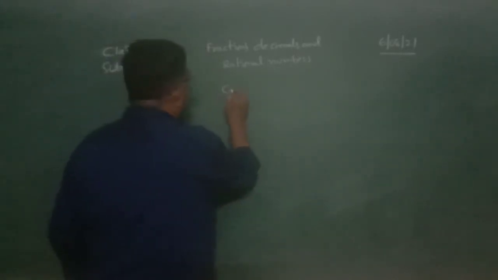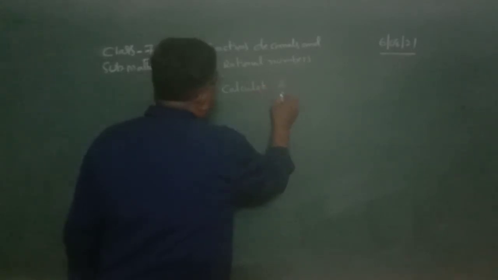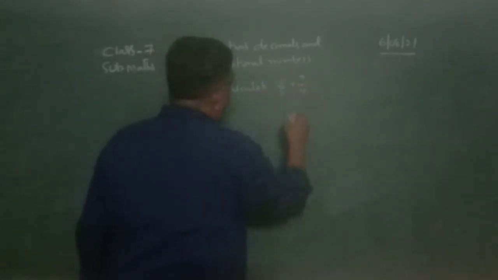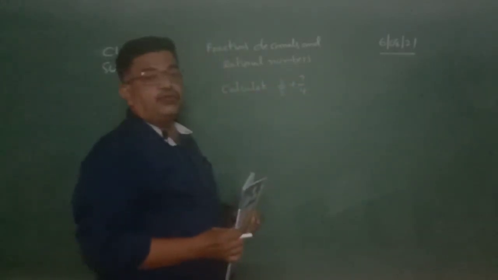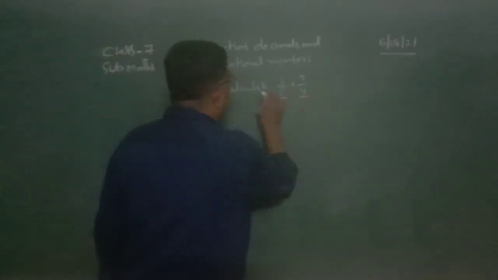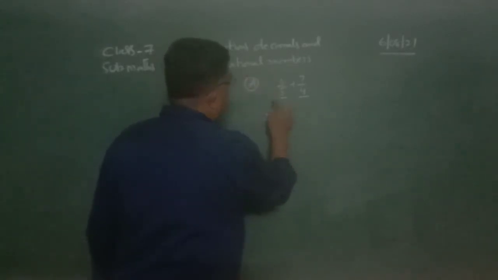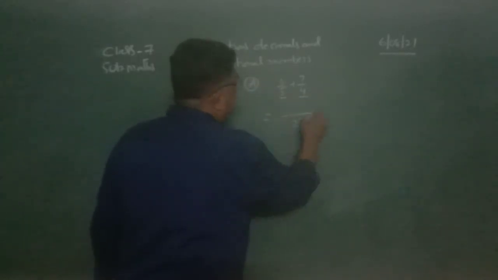Calculate 3 by 5 plus 7 by 4. We want to add these two fractions. So what is the LCM for 5 and 4? First step, we write as it is. Second step, LCM of 5 and 4 is 20.